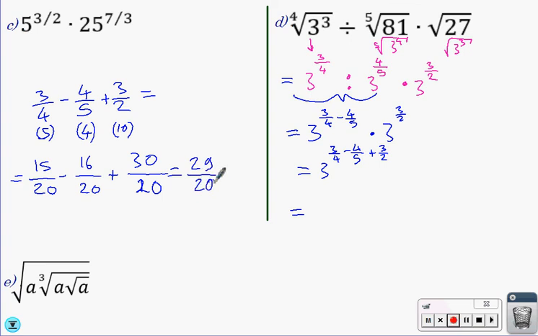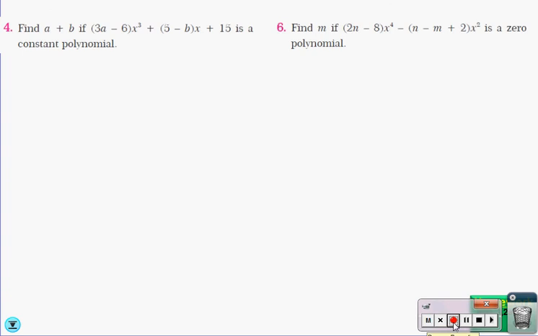29 over 20. Can I simplify this? No. So it is the result. 29 over 20 is the final result of the real example. It was just additional calculation on the right side. So now the people in here, they wanted me to solve this question.